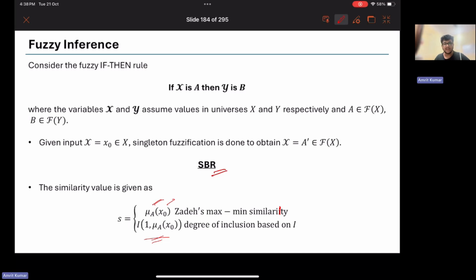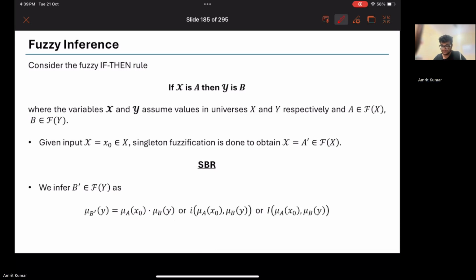And in fact, if you use an R implication, then we know that this essentially turns out to be mu A of x naught. Another reason why R implications are important, right? So in other words, when you use singleton fuzzification, your similarity value is basically mu A of x naught. And therefore, you can infer your output fuzzy set B dash either like this, that is when you're using the default MVR modification scheme, or this, the general modification scheme where you use a T-norm or, more generally, any implication I, right?